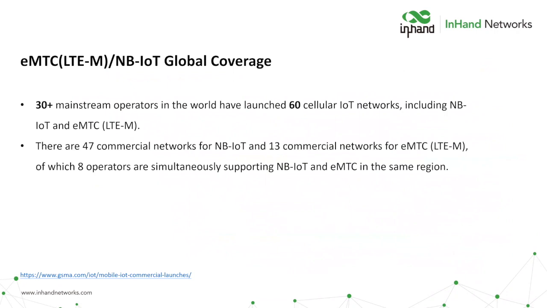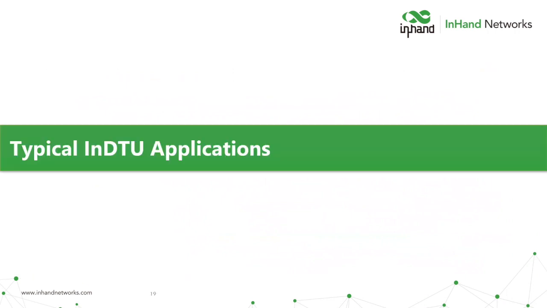And as far as what you can expect to see, there are 30 plus mainstream operators in the world who've launched 60 cellular networks, including narrowband and Cat M1. There are 47 commercial networks and 13 commercial, and 8 operators simultaneously supporting both. So it's a growing thing. Every year they add more and more.